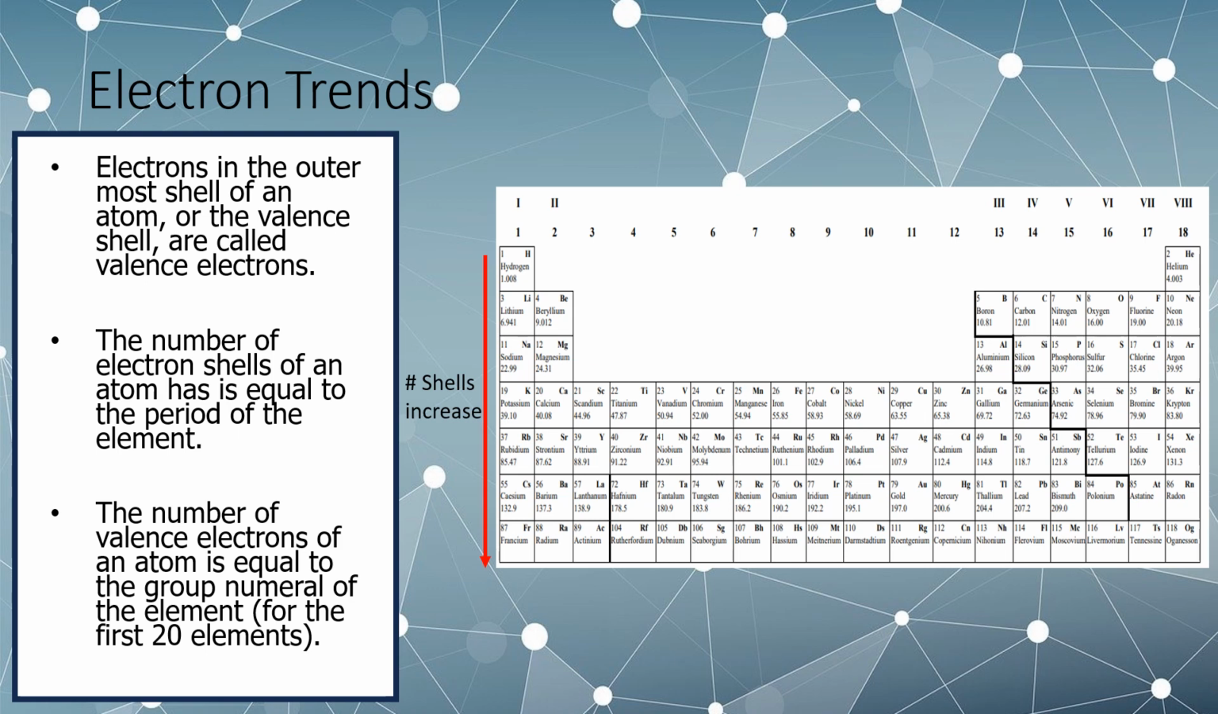So if we were to look at Roman numeral 6, for example, we could look down and go, oxygen and sulfur both have 6 valence electrons. Now, the number of electron shells, on the other hand, that is, how many shells of electrons there are around an atom, is equal to the period of that element.